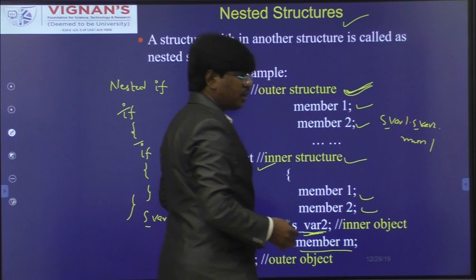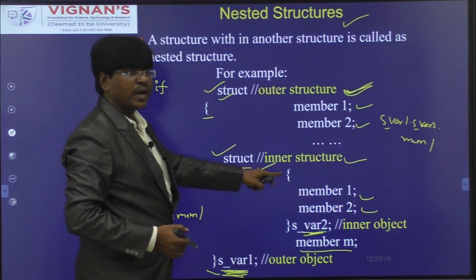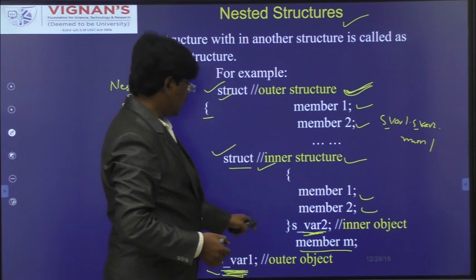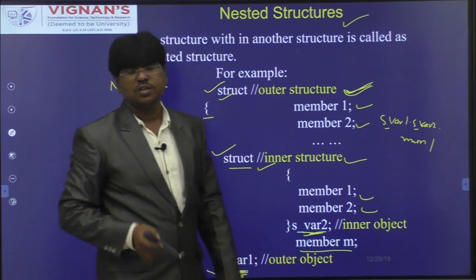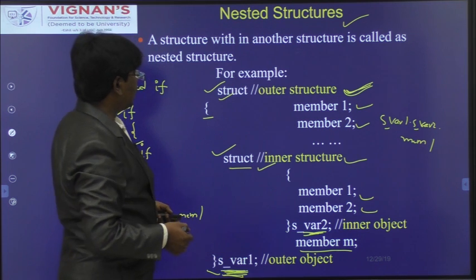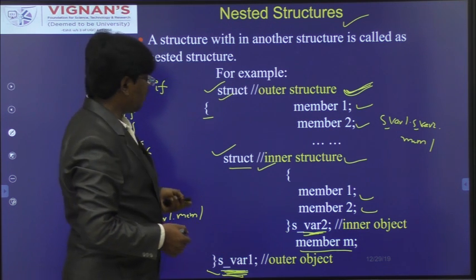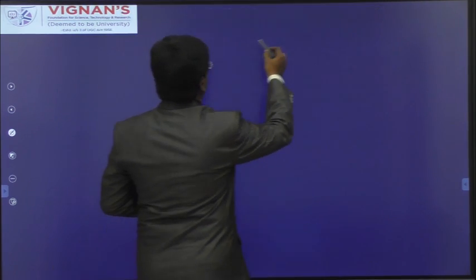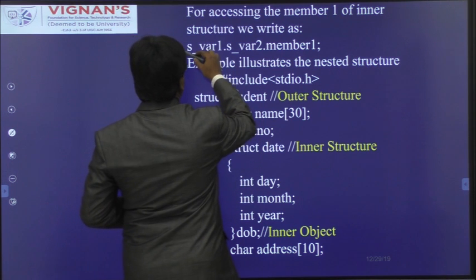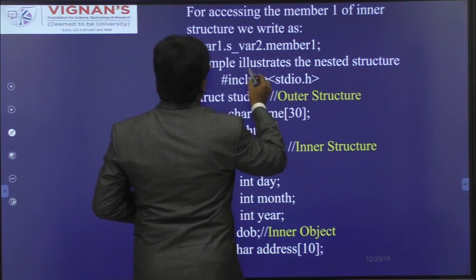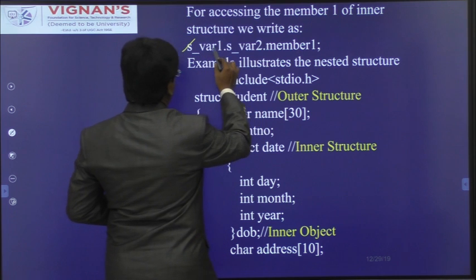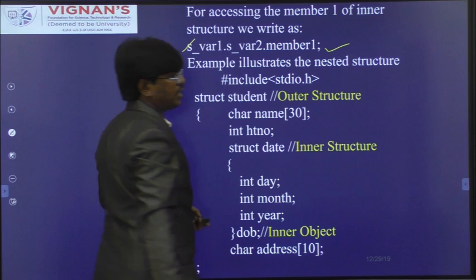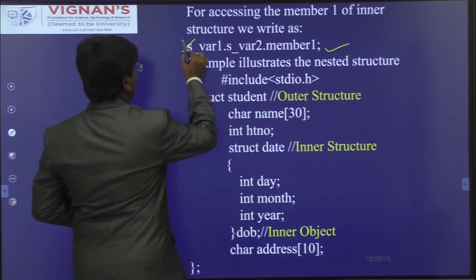So why am I writing it here? If you want to access the inner structure members, we have to take the help of the outer structure variable as well as the inner structure variable. So in this way you have to handle nested structures. Anyway, I will tell you with an example program. So for accessing the members of the inner structure, how do we have to write? s_variable1.s_variable2.member1 to access the inner members of the given structure. It is very important.